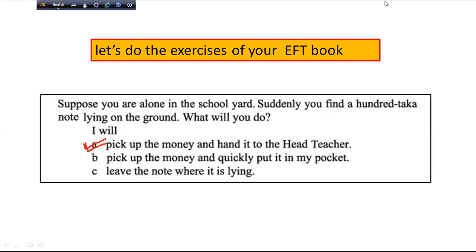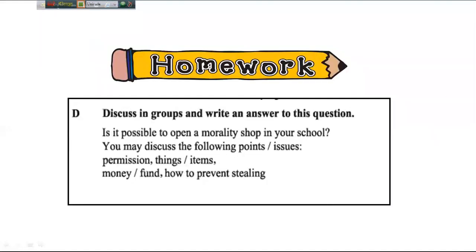Okay, so all of you, I think you have completed these tasks. Now there is a homework for you. Discuss in groups and write an answer to this question. Is it possible to open a morality shop in your school? You may discuss the following points or issues: permission, things or items, money, fund, how to prevent stealing.